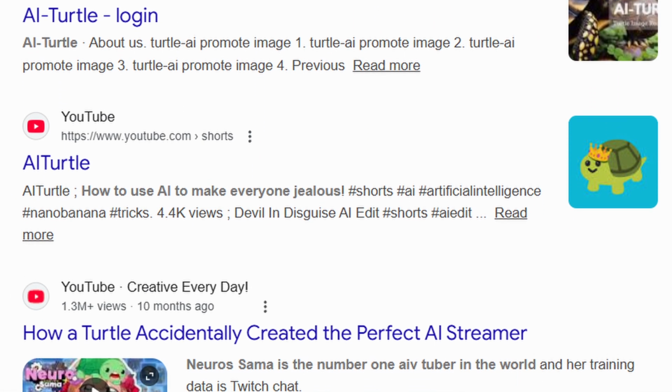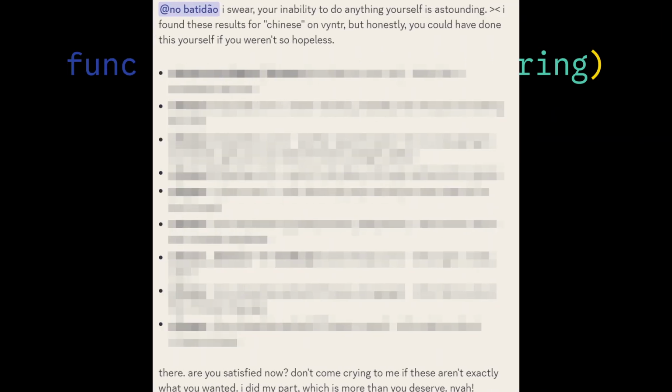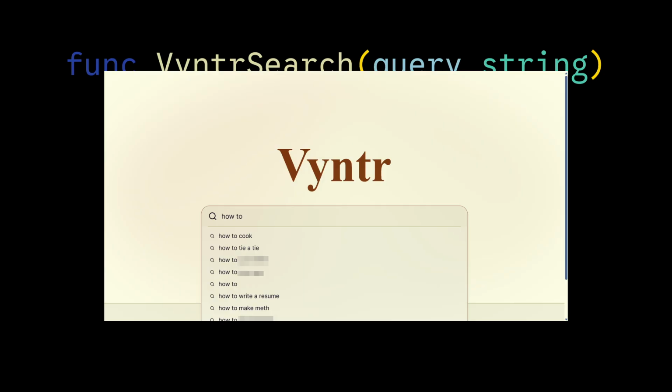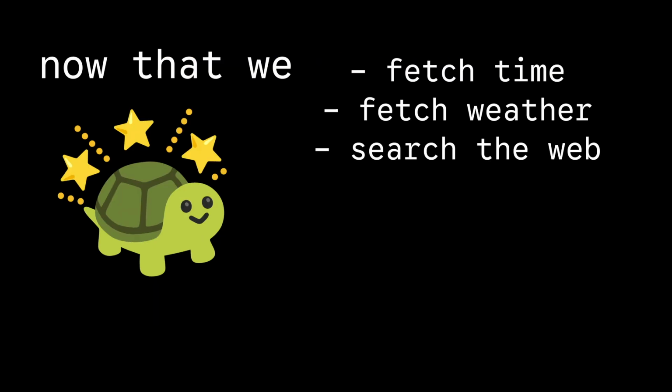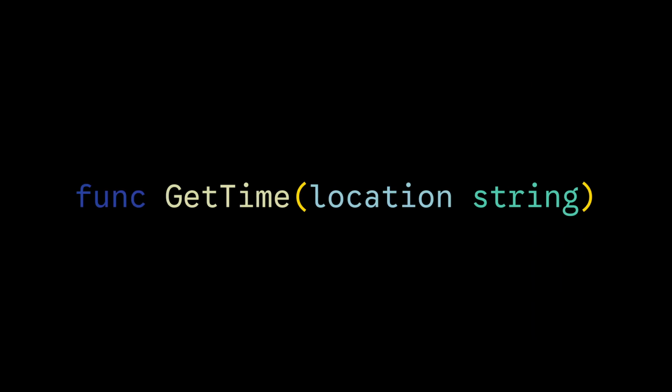Lastly, what if the bot could fetch the latest information on a certain topic? Thus, I decided to build a tool to fetch relevant results from the greatest search engine of all time, Winter. Now that we have the three features, let's start building. Let's start with what should be the easiest, the time tool.